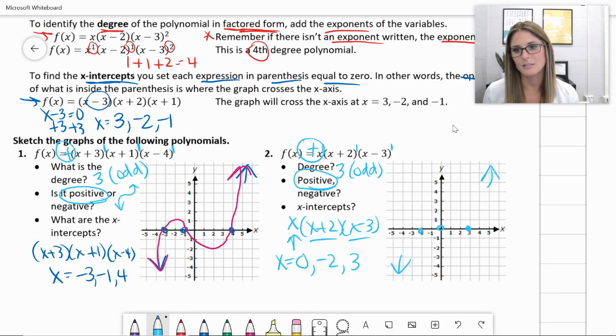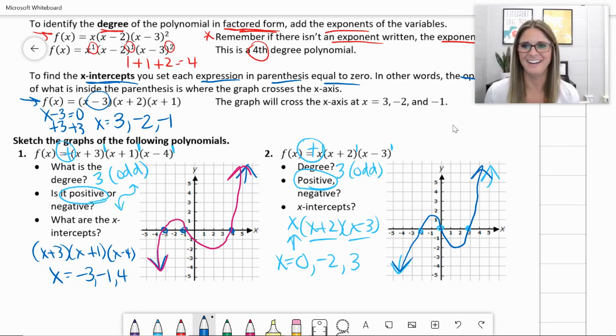My arrows should look this way. Odd, the arrows go in opposite directions. Positive, so it's going up from left to right. And let's finish sketching it. So my arrow is down. It's going to go through my x-axis and go up. It looks okay. It's just a little sketch.